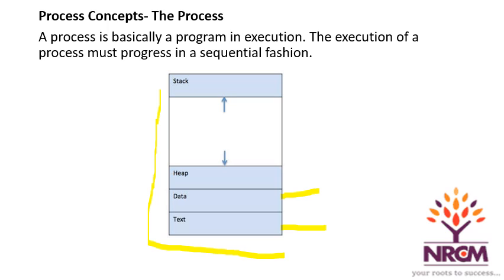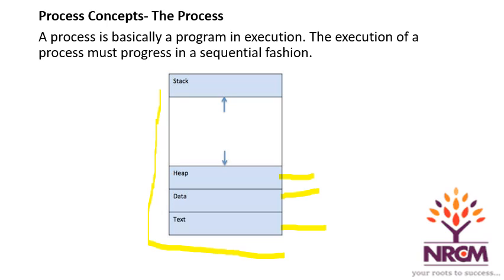Next we are discussing the heap. Heap is free space which is available in the memory, and it is mainly used for dynamic allocation. The allocation of memory at runtime is called dynamic memory allocation. With the help of the heap, the dynamic allocation is done in the heap section.